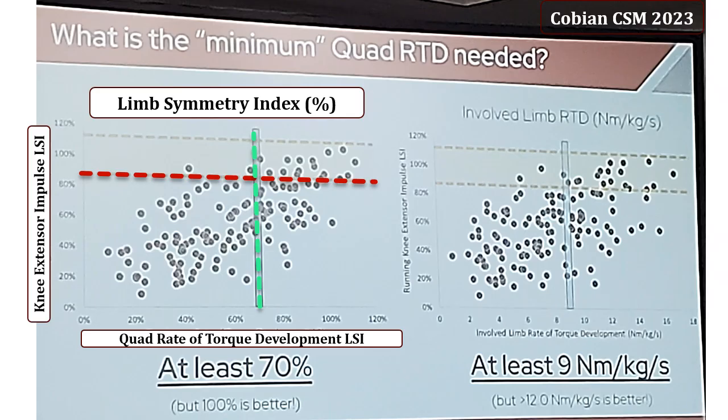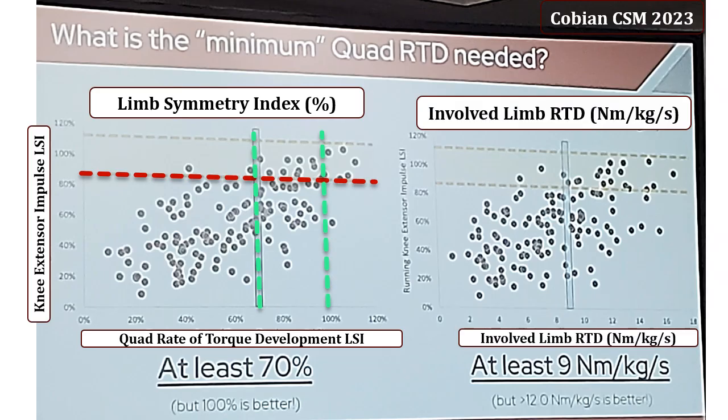That being said, 100% is better. If we draw that line, because if we measured the rate of torque development and held the individual to 100% side to side limb symmetry, then we could say that nearly all of the individuals at that rate would be able to have a more symmetrical impulse over 90% from side to side.